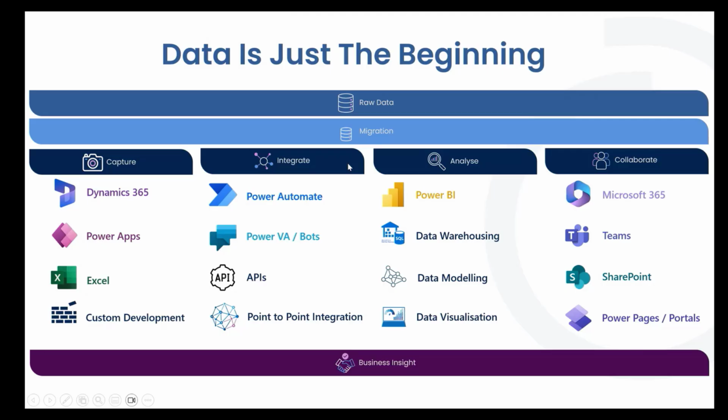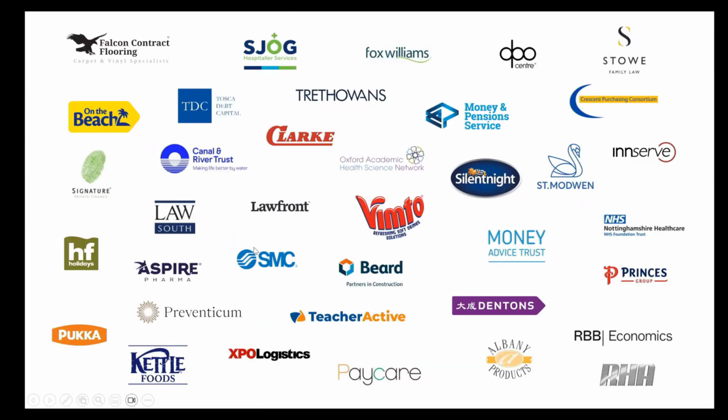And data really runs through the heart of everything that we do. So it's very much a data-centric approach. You can see a range of different technologies here on the screen, and those are our particular areas of expertise from a technical perspective. But you can see that actually it's about taking that raw data, bringing it together, helping you in terms of how you capture, integrate, analyze, and collaborate on that information, and ultimately drive greater business insight.